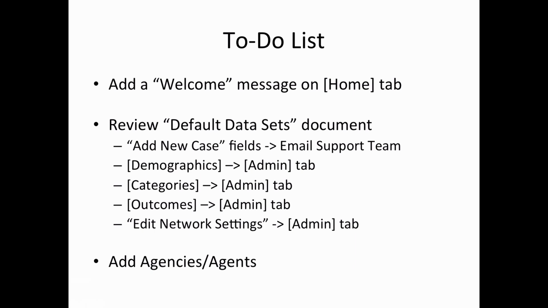The default datasets document looks at the Add New Case fields. If there are any changes you want to make there, just go ahead and email or call our support team. Adjusting the demographics list on the Add New Case screen is done under your Admin tab. Also, the categories are adjusted under your Admin tab as well. Take a look at the Edit Network Settings link found under your Admin tab and make any adjustments there. Remember, that's where you change the units, the counties, and even rename your network. Finally, when you're ready to go, you can add agencies and agents to have a successful Charity Tracker network.